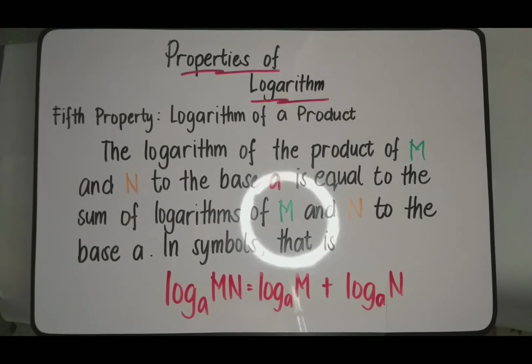So, for our fifth property, which is the logarithm of a product. Here is the definition. The logarithm of the product of m and n to the base a is equal to the sum of logarithms of m and n to the base a. In symbols, that is, logarithm of m times n to the base a equals logarithm of m to the base a plus logarithm of n to the base a. So, kapag product, ipagpa-plus lang siya.